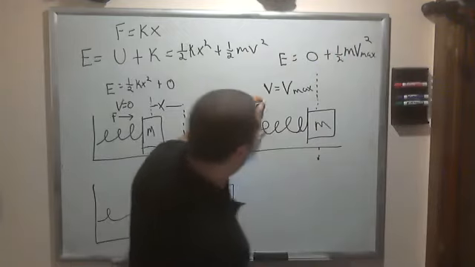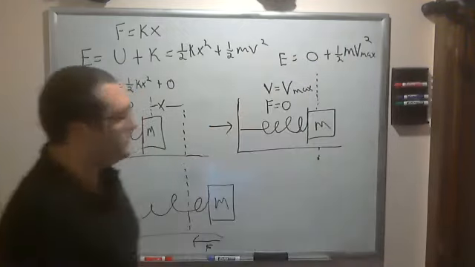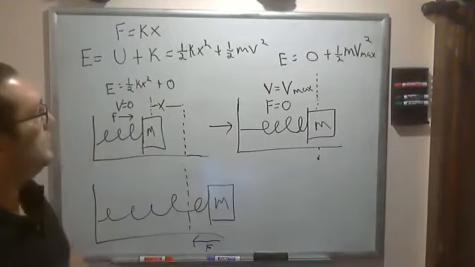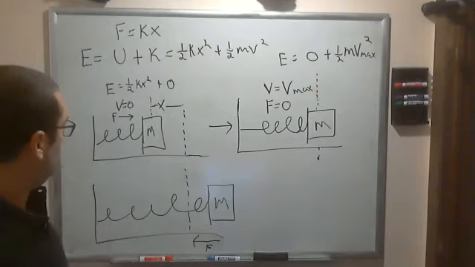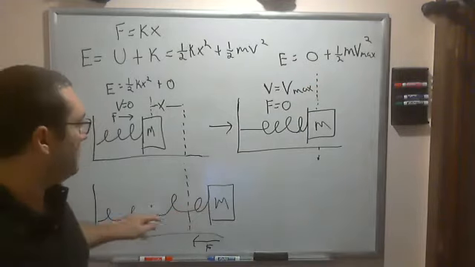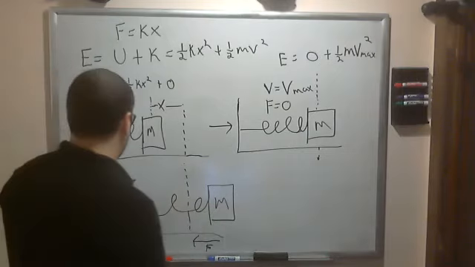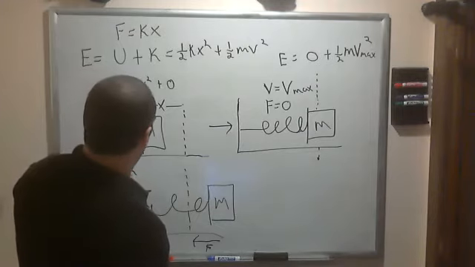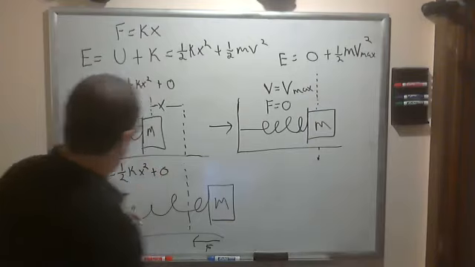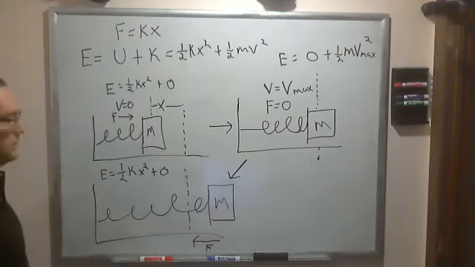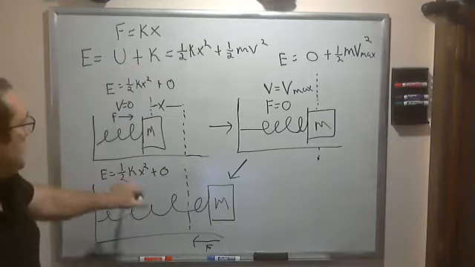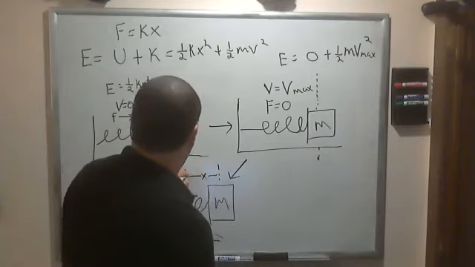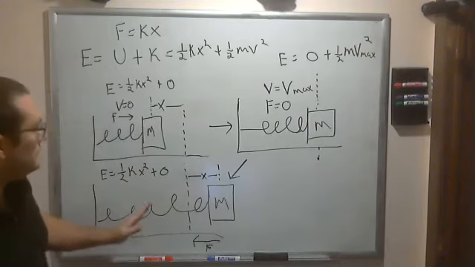Right, and there's no force here, of course. Right, so there's no force on it, and then because it has this kinetic energy, it does negative work. The spring does negative work on the mass. It slows it down, and then here the energy is all in the potential energy of the spring, right? And we'll call this distance x. And there's no velocity.